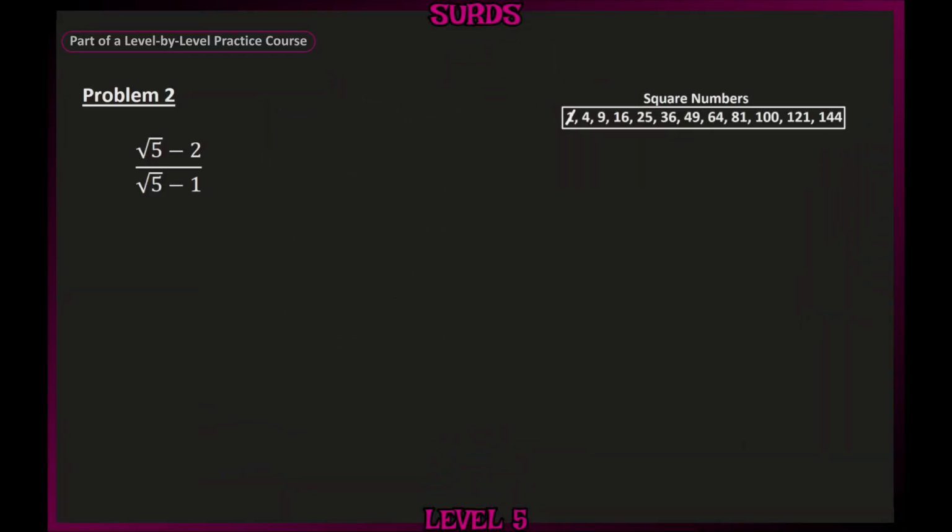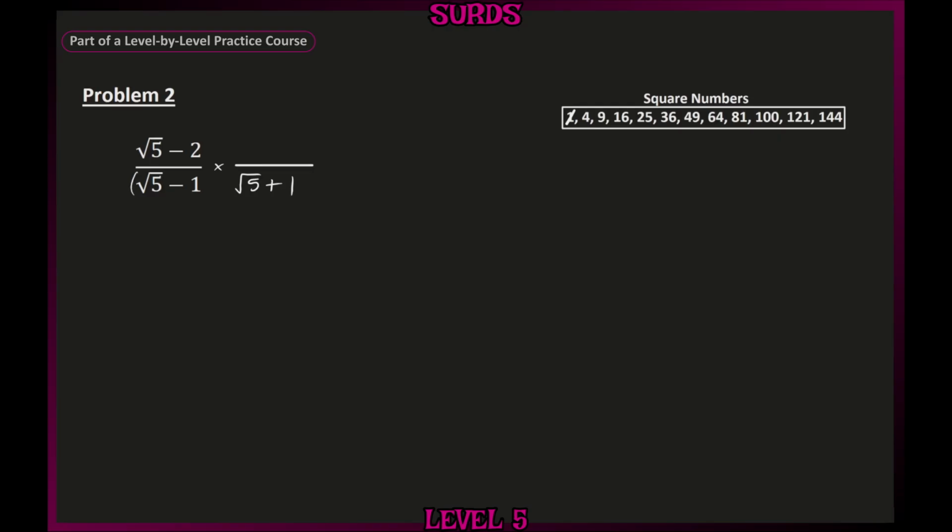In problem 2, we're rationalising and simplifying root 5 minus 2 over root 5 minus 1. Again here, to rationalise the denominator means we need to get rid of the square root, and to do this we can multiply by the conjugate of root 5 minus 1, and that's just root 5 plus 1. We just change the sign in the middle.